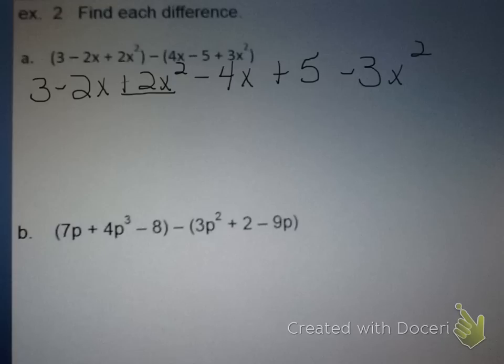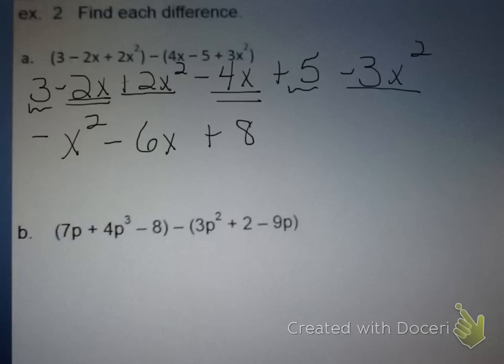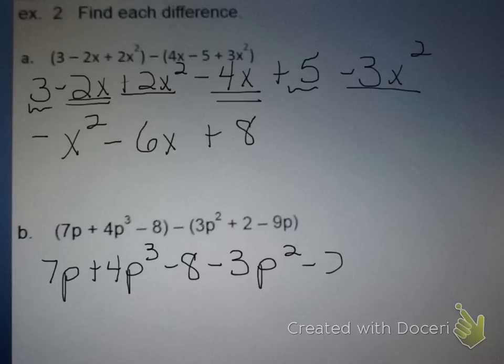Combine like terms, positive 2x squared and a negative 3x squared is a negative x squared. Negative 2x and a negative 4x is a negative 6x. And then 3 plus 5 is 8. Example B, drop the parentheses. Again, we have a negative in front of the second parentheses, so we have to change the sign of each term. Don't forget to do that.